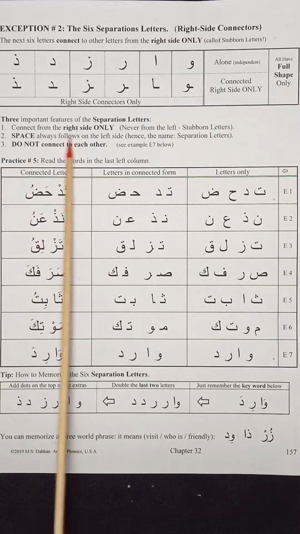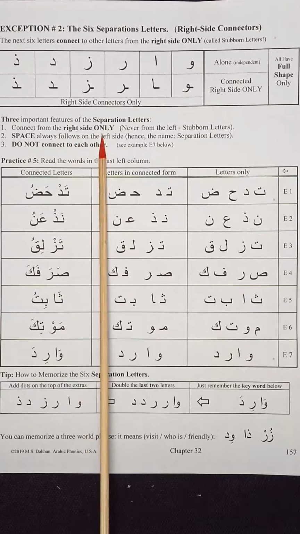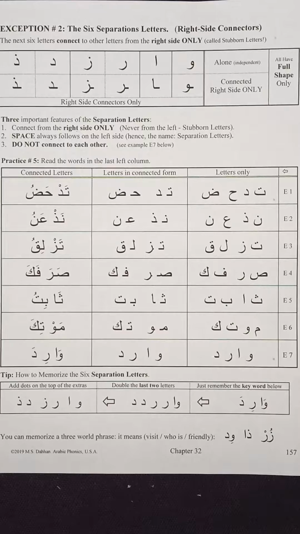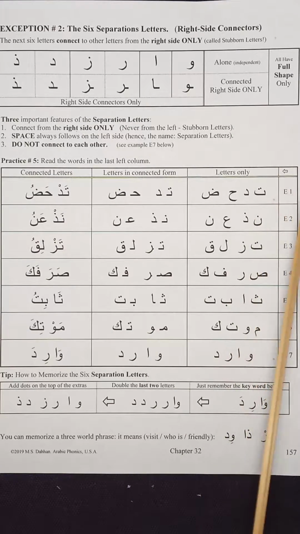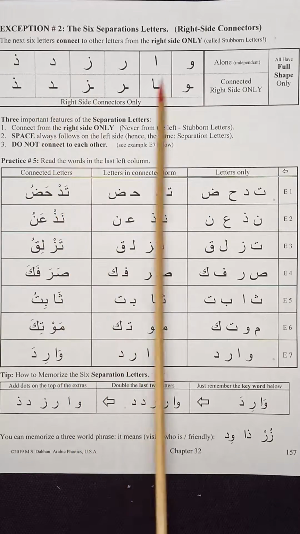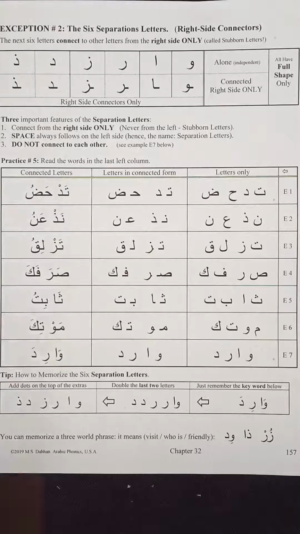Now, let me go back again here. So the space comes following them on the left side. That's why we call them separation letters, because without them, the Arabic word will be connected letters from the first letter to the last one. But when these guys come anywhere in the word, immediately after them the word becomes two sides. I mean, it will break up in two pieces. If you don't understand what I'm saying, give me a few minutes. You'll see it in a second.